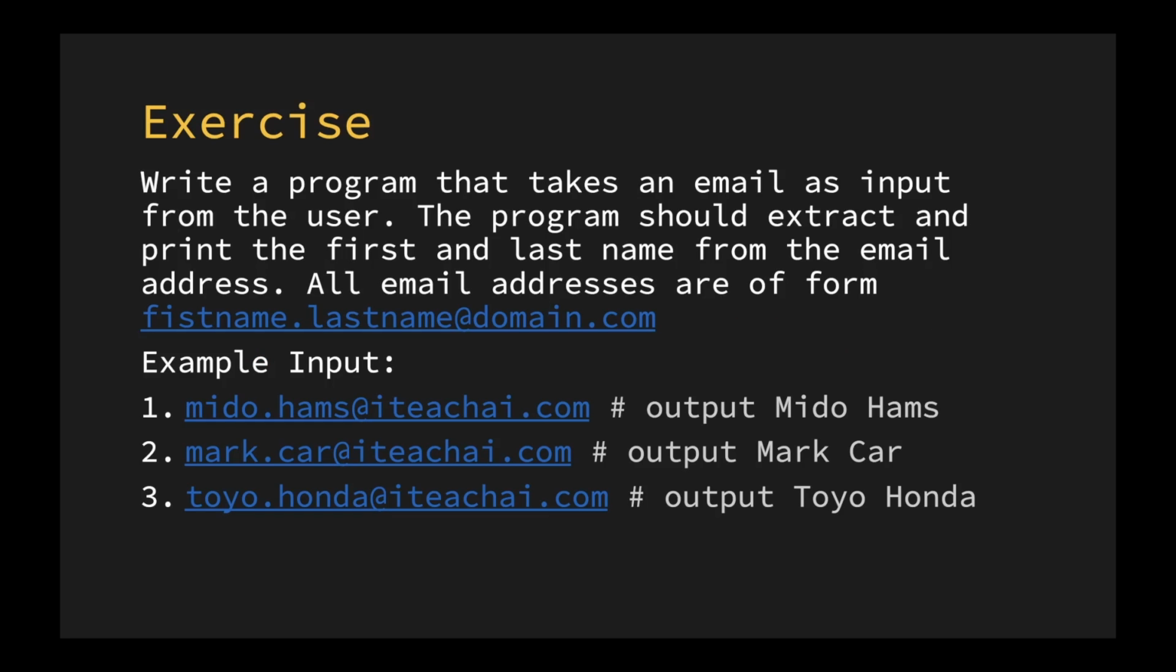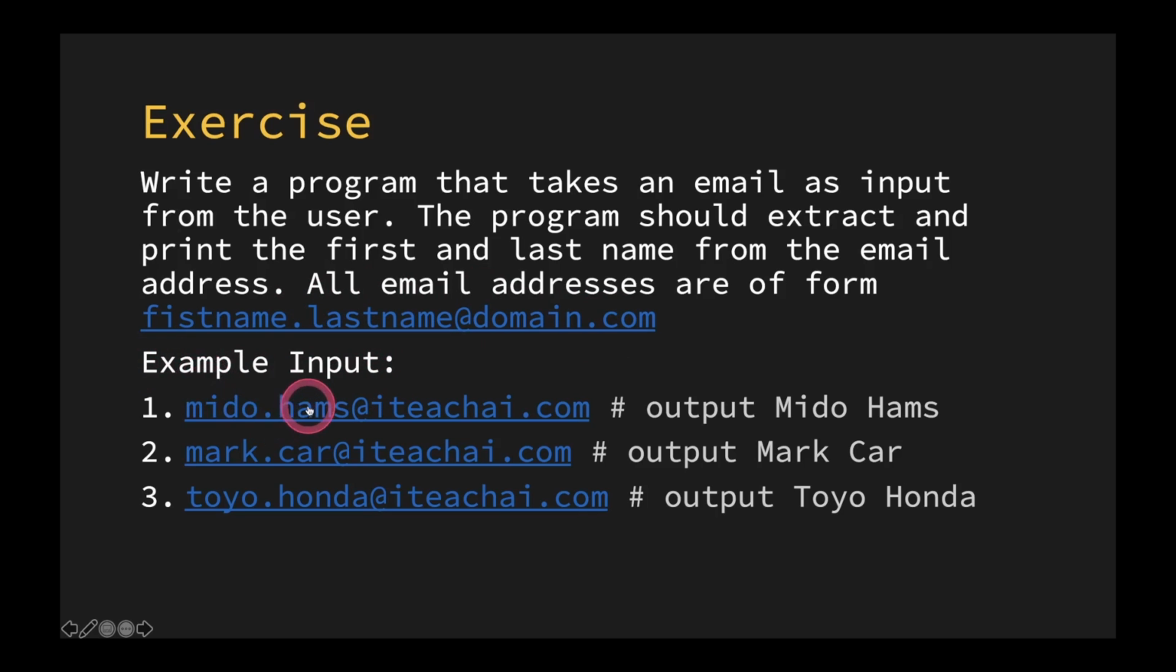Finally, let's look at an exercise that will help you practice what we've covered. In this exercise, you're asked to write a program that takes an email as input from the user, and the program should extract the first and the last name from the email address. To enable us to extract the first name and the last name, all email addresses are of this form. You have the first name, then there's a period, the last name, and at something.com. So here we have 3 examples of some email addresses.